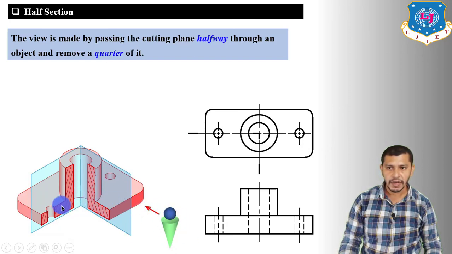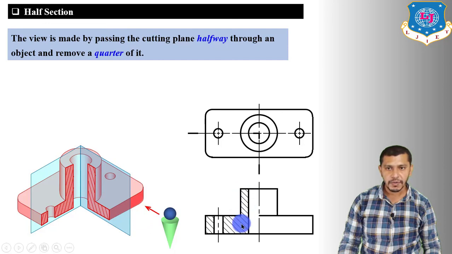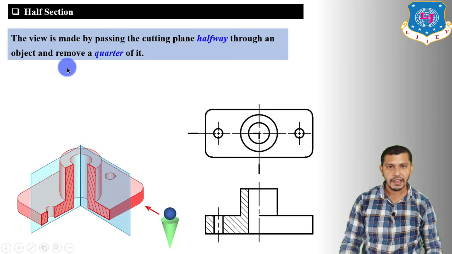Observing from this direction, this hole is going to be visible, and this part of the circle is going to be visible. So first of all we have to remove the hidden lines from the front view. This part is going to be visible over here, this edge is also going to be visible over here, and in this part we have to show the section. So this is the half section.